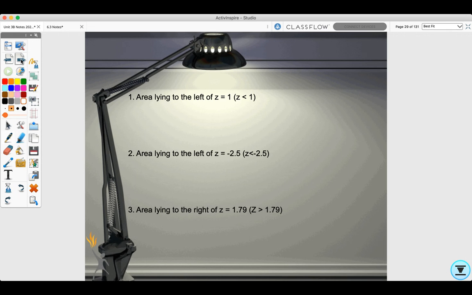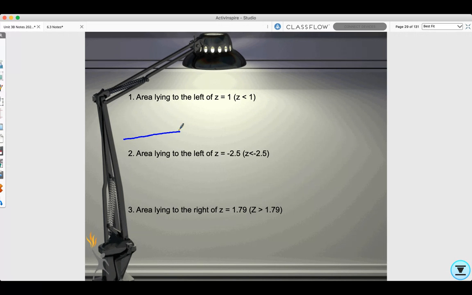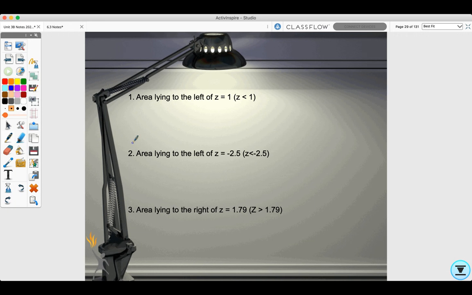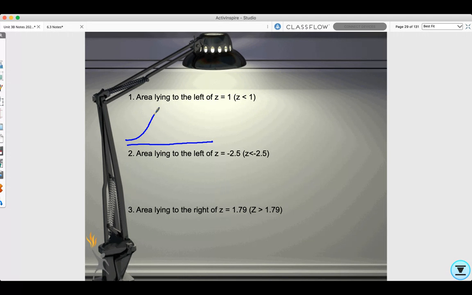So let's look at number 1, the area to the left of z equals 1. The first thing you need to do is actually draw a picture of this. So you need to draw your normal curve with 0, and each one of these will be a standard deviation. And it's to the left of z equals 1. So here would be z equals 1, and to the left would be all of this area.